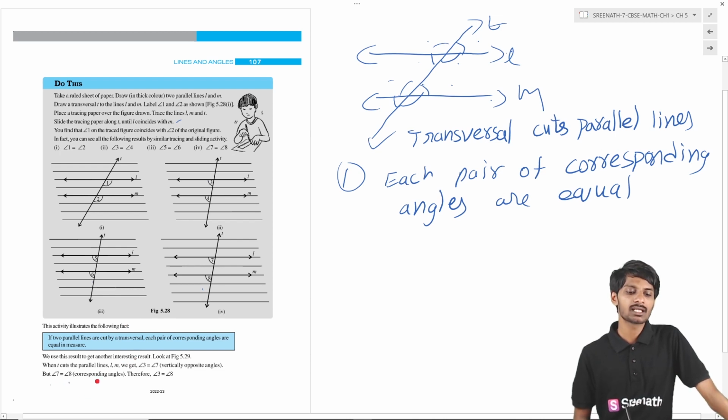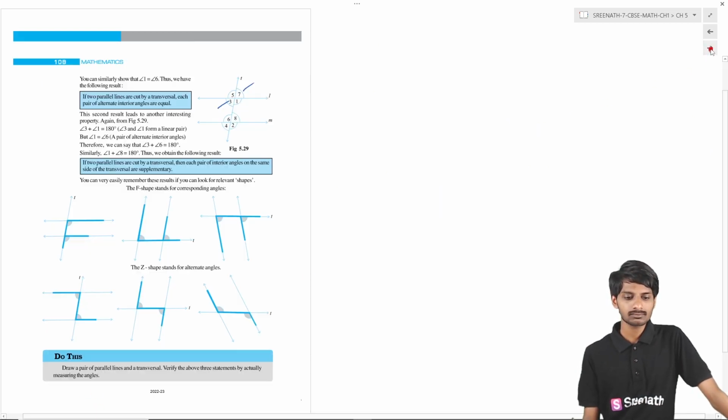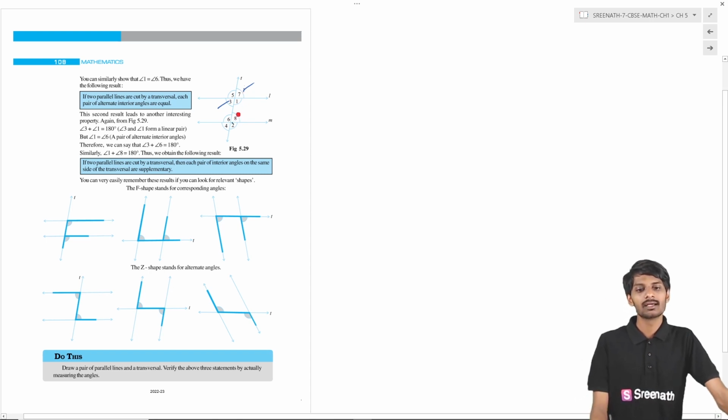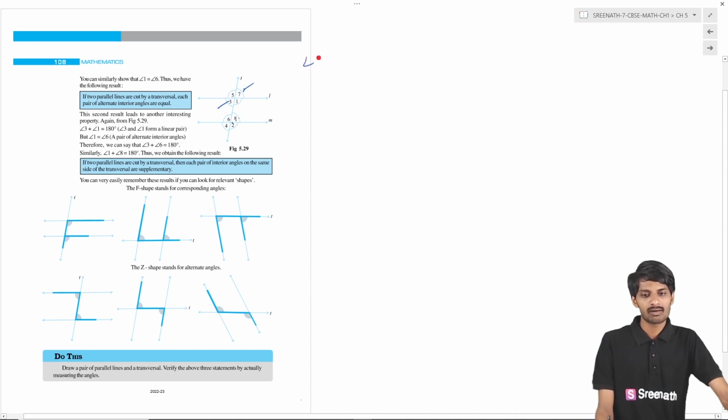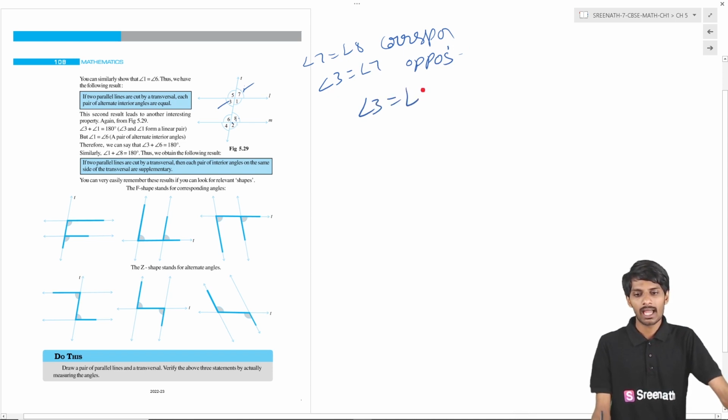But angle 7 and angle 8 are corresponding angles. So we know these two corresponding angles are equal, angle 7 is equal to angle 8. And here angle 3 equal to angle 7. Why? Because they are vertically opposite angles. So finally what is the conclusion? Angle 3 equal to angle 8. So from this what happens? Alternate internal angles are equal.